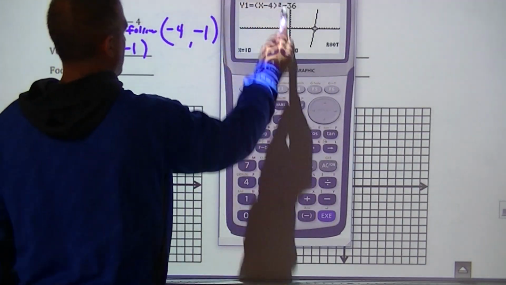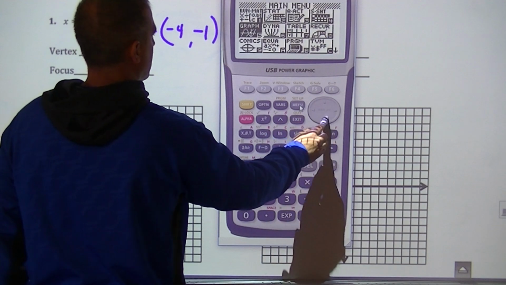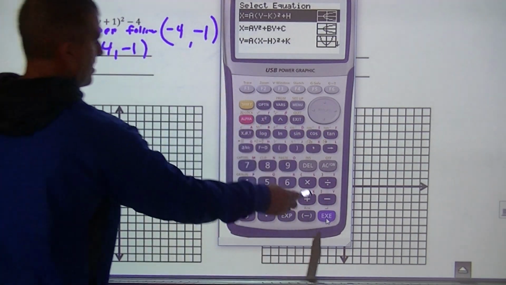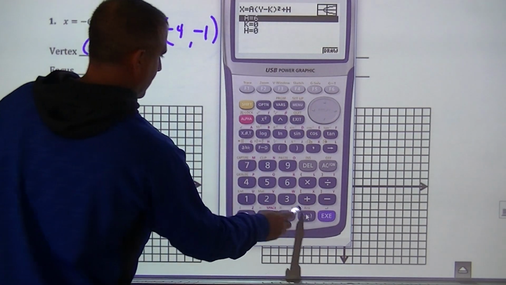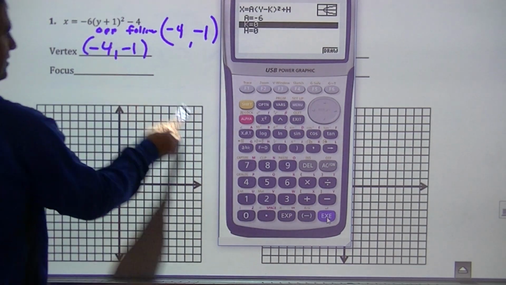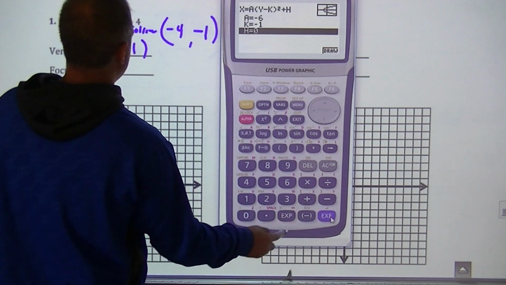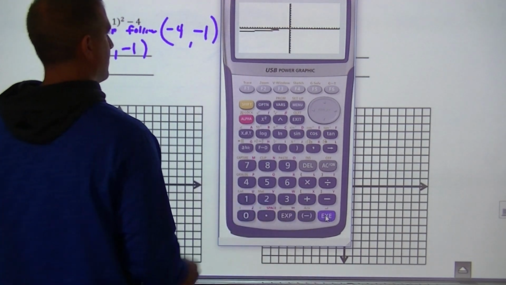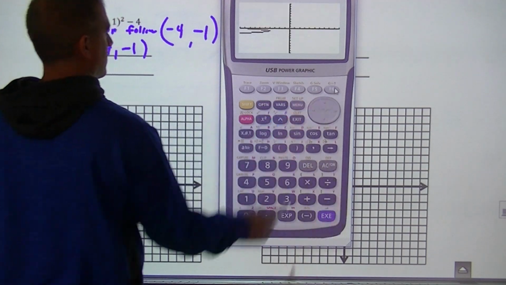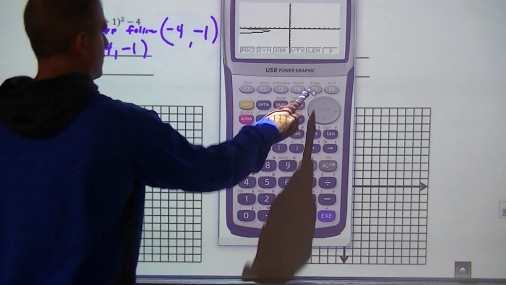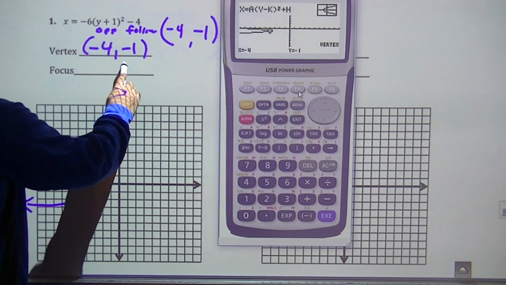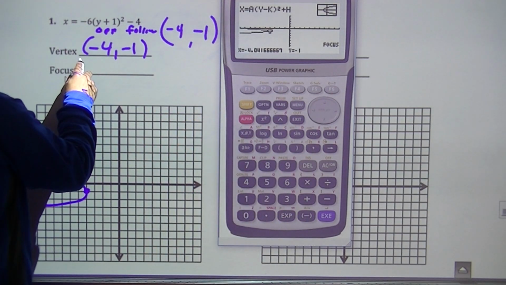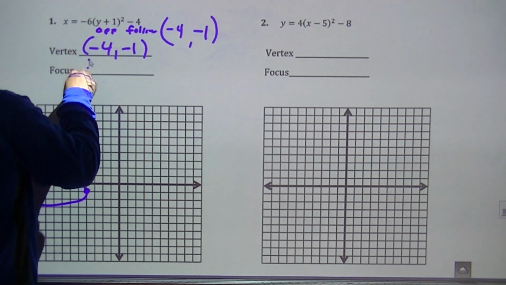If you want to do it another way, you can go to Menu, Conics, okay? Find the one that's x equals, which would be that one. You put in -6. Once again, you put in opposite, -1. Follow is -4. Okay? All right, this is what you got. G-solve vertex, you can confirm the vertex. G-solve focus, -4.04, -1.